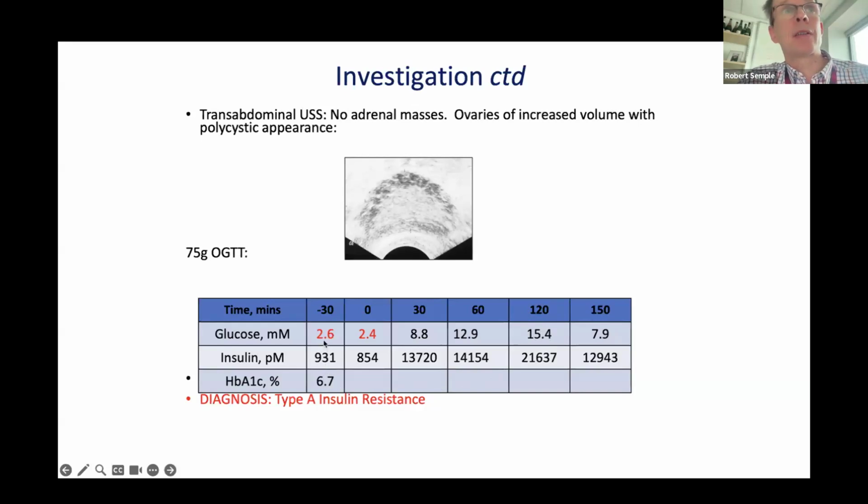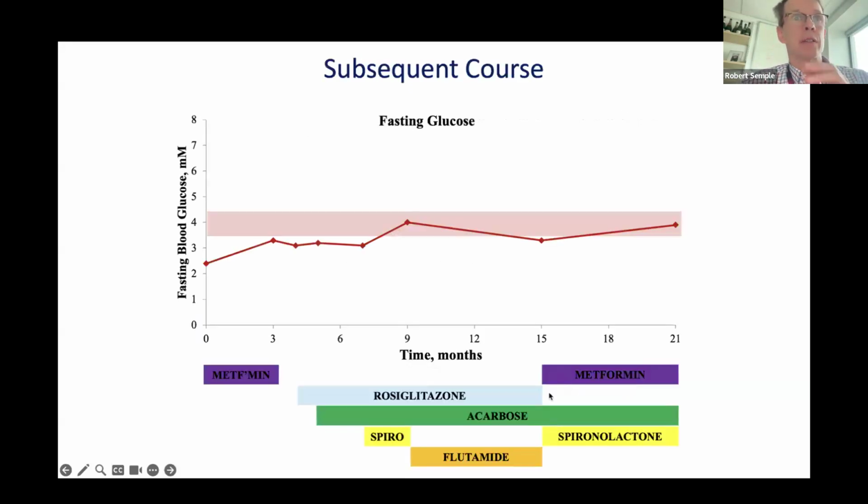the face of a glucose of 2.6, it probably should be undetectable. But I would expect it to be 10, 20 picomoles per liter, even if that glucose were normal. It was going up to 21,000 picomoles per liter. So this is an absolutely classical presentation of type A insulin resistance.